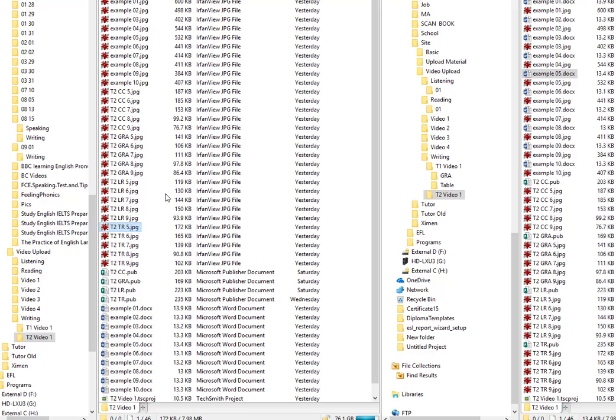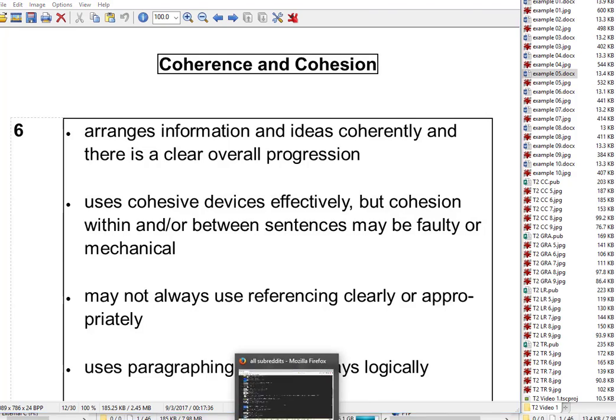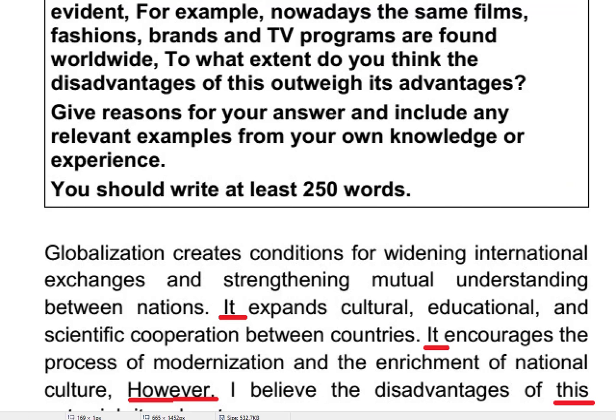So for coherence and cohesion, 6 is probably good. There's clear progression. It is a little bit repetitive at times. Let's look at the vocabulary that was used. Let's get rid of this.